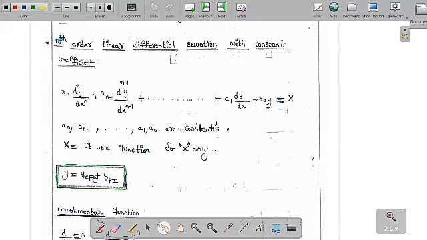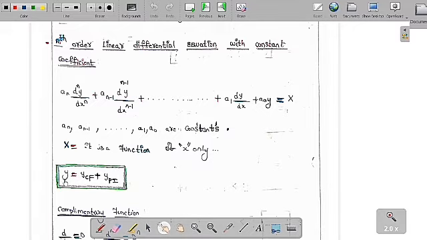Now for this, the solution y is the summation of the complementary solution and the particular solution. Complementary solution means the input is 0, so we assume it is a homogeneous equation. Whenever the input is 0, we assume it is a homogeneous equation, and its solution we call the complementary solution. And this is called the particular integral, when the input is present.